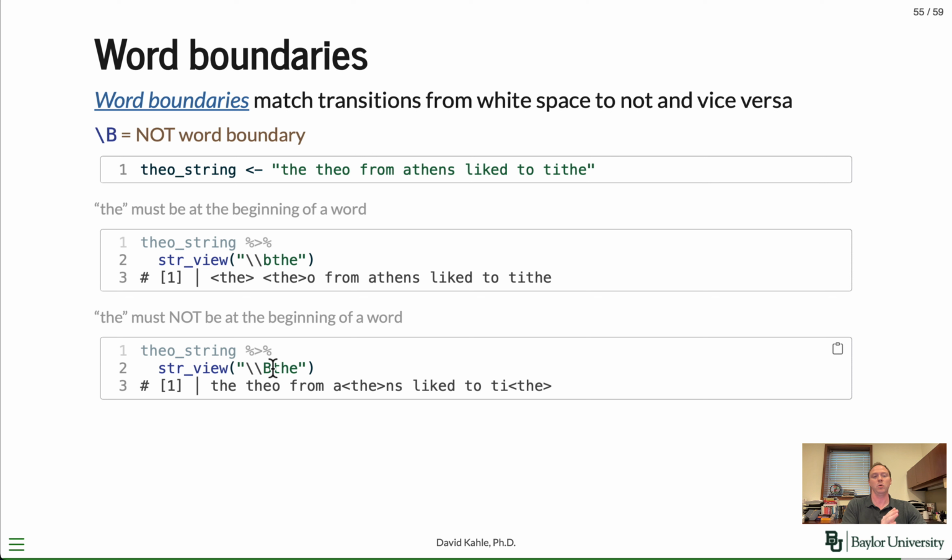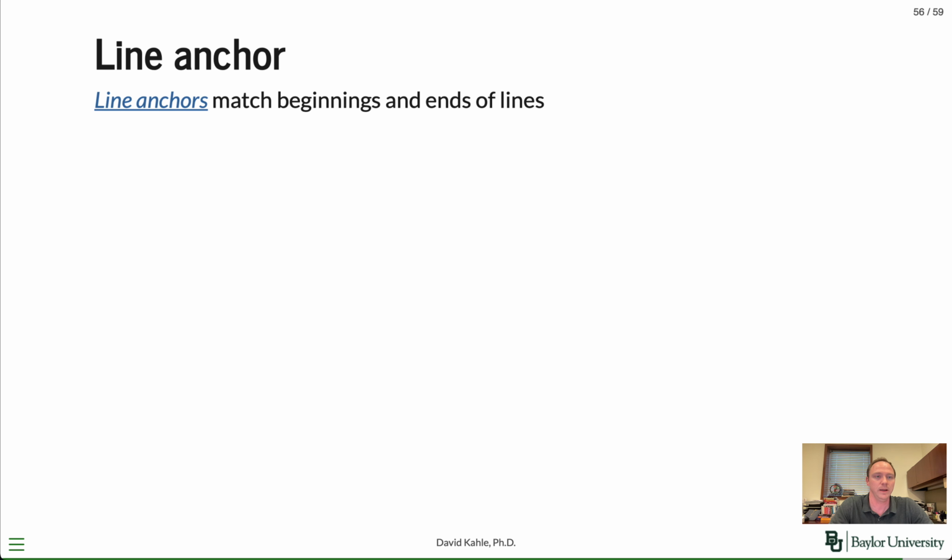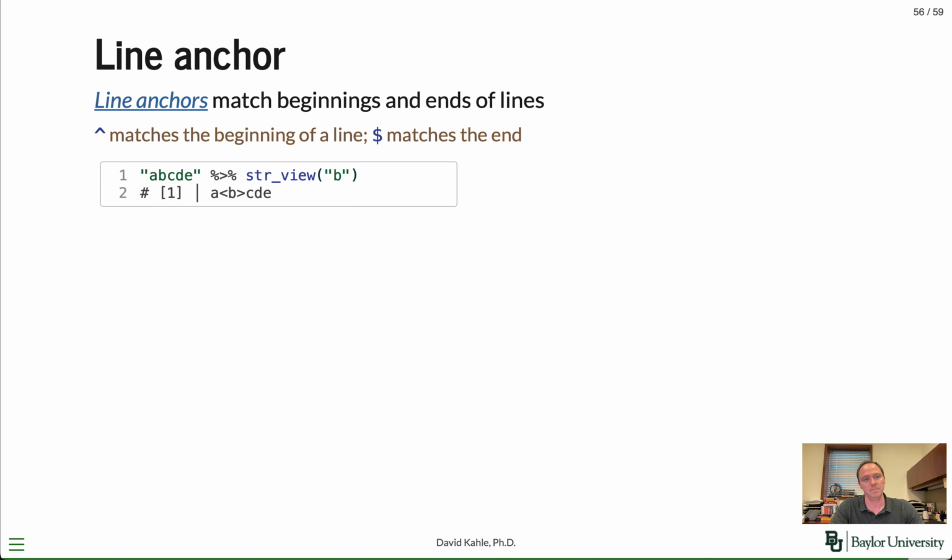So it can't be a word boundary at the beginning, and then it's going to follow a "the", so that either gets it in the middle or it gets it at the end, okay? Similar concept is line anchors. Line anchors don't match the beginning or the end of a word, they match the beginning or end of a line, okay? The caret matches the beginning of a line, the $ matches the end. So they're both meta, okay?